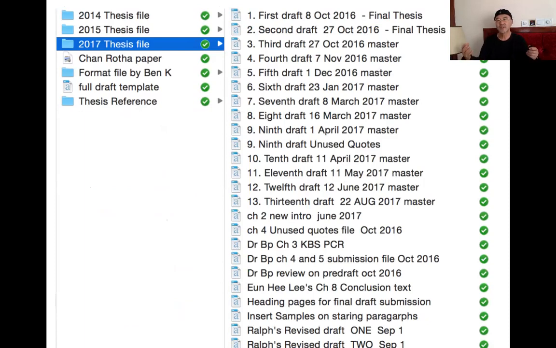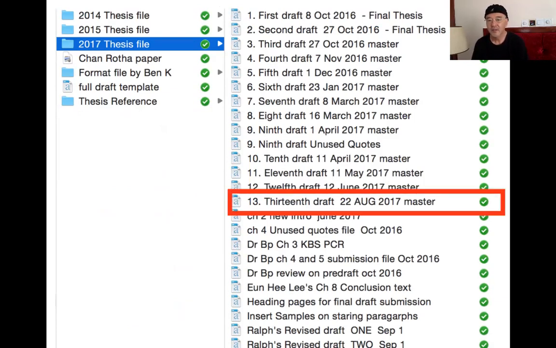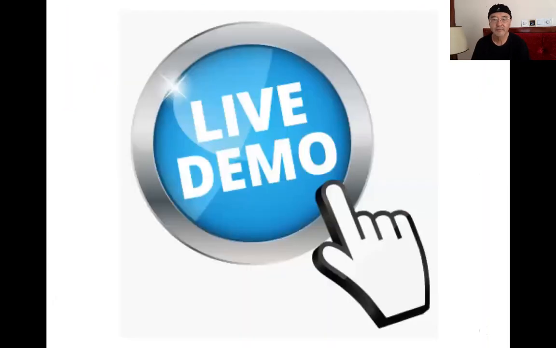It's not something that you could do overnight. You do it and then you get criticized, then you remaster it, rewrite it, then it becomes a third draft, then a fourth draft, then you redo it, then it becomes your fifth draft. I did 13 drafts, right? And when you click onto the 13th draft, I was going to do a live demo, but should I do it? Let me see in terms of time. Okay, maybe I could.